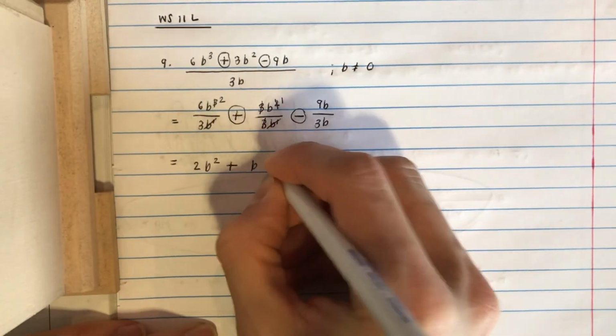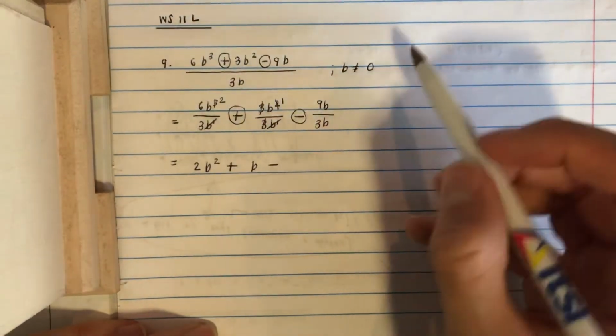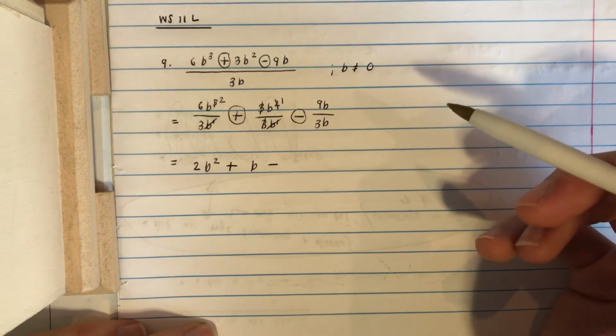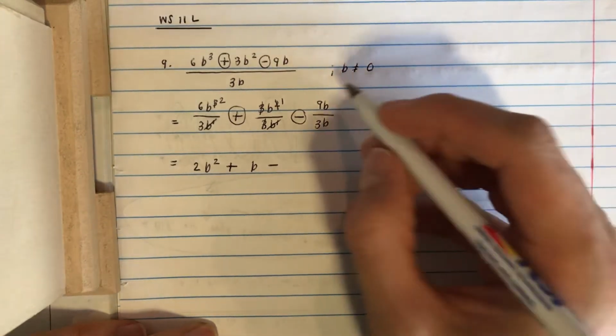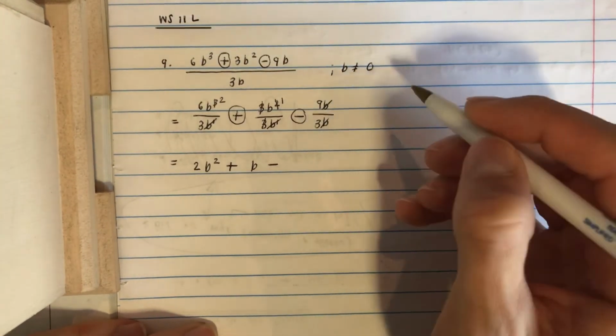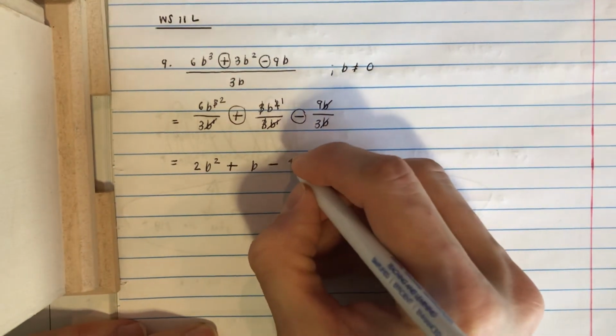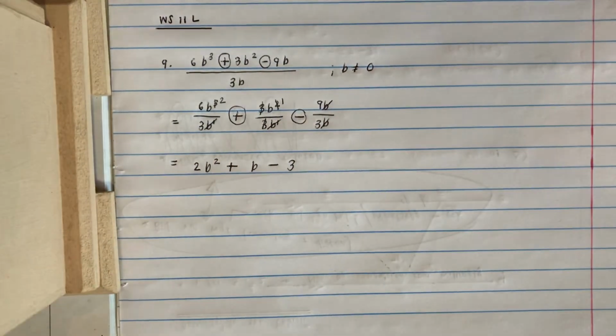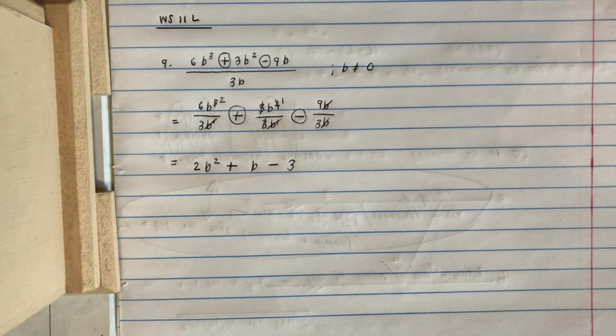Then we have the negative sign, and then it's 9b divided by 3b. It won't result in a fraction. The b's will just cancel, and 9 divided by 3 is 3. We can't simplify it further because there's no like terms. Okay.